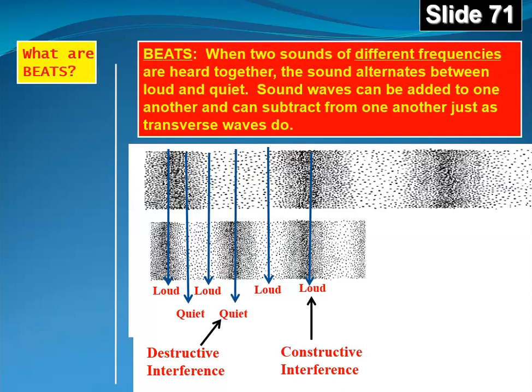Then the next one over is low air pressure matching up with low air pressure, and that would be loud again, because that's pulling out on your eardrum. The air pressure is low, and it suctions your eardrum out, and that creates a sensation of sound. Then the next one is the low air pressure on the top and high air pressure on the bottom, and that would be quiet because the two waves cancel each other out. High and low cancel each other out. Next is loud because it's low pressure, and finally loud where it's high pressure.